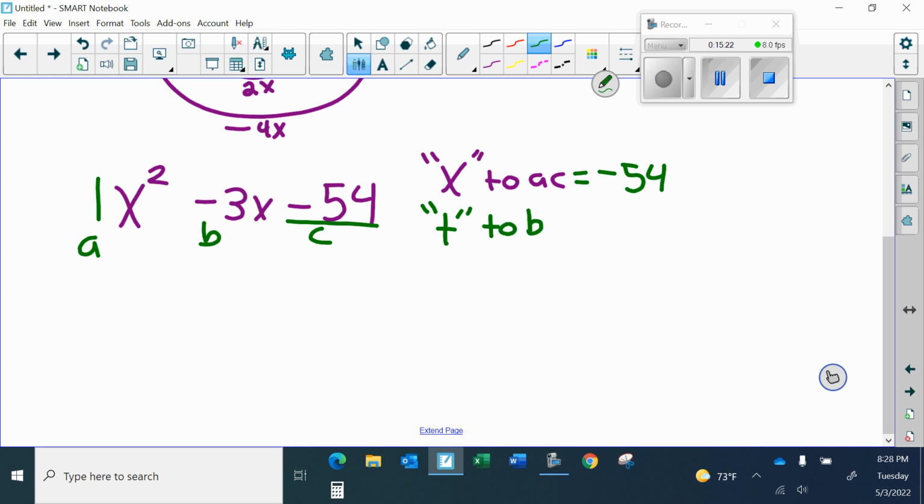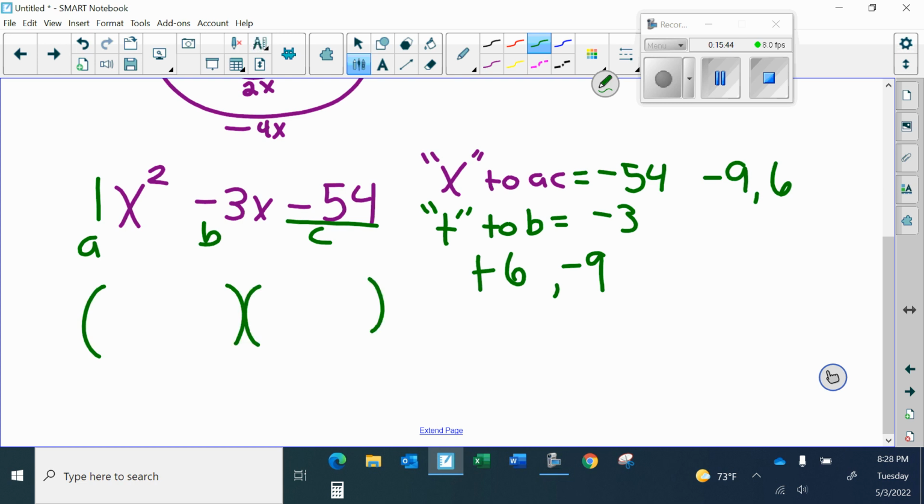Adds to B every time. B we see right there is negative 3. So my times tables that multiply to 54: 9 and 6. Well, there's a difference of 3. Remember, one's plus and one's minus. So is 6 minus 9 negative 3? Yes, it is. Again, my first term times this first term has to multiply to 1x squared. The only thing that is x and x. That's 1x squared. I can draw the two smiling faces.